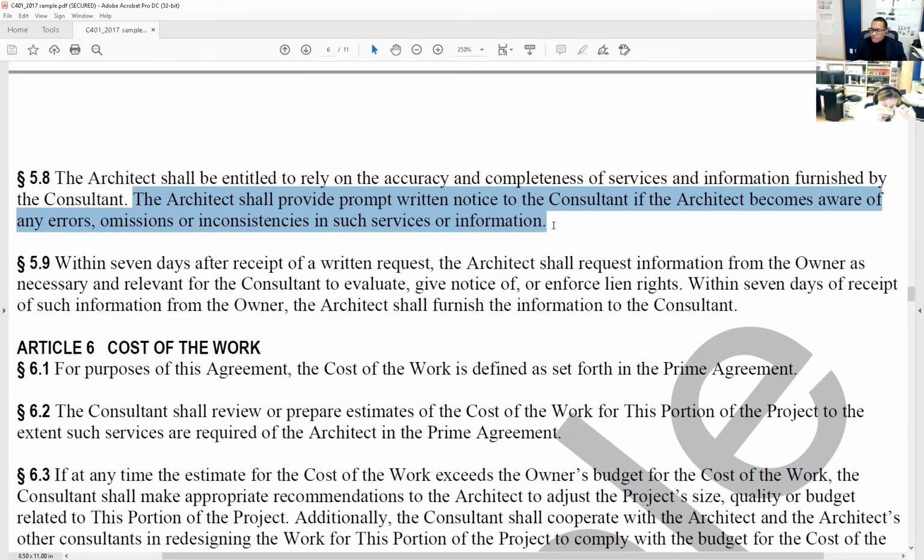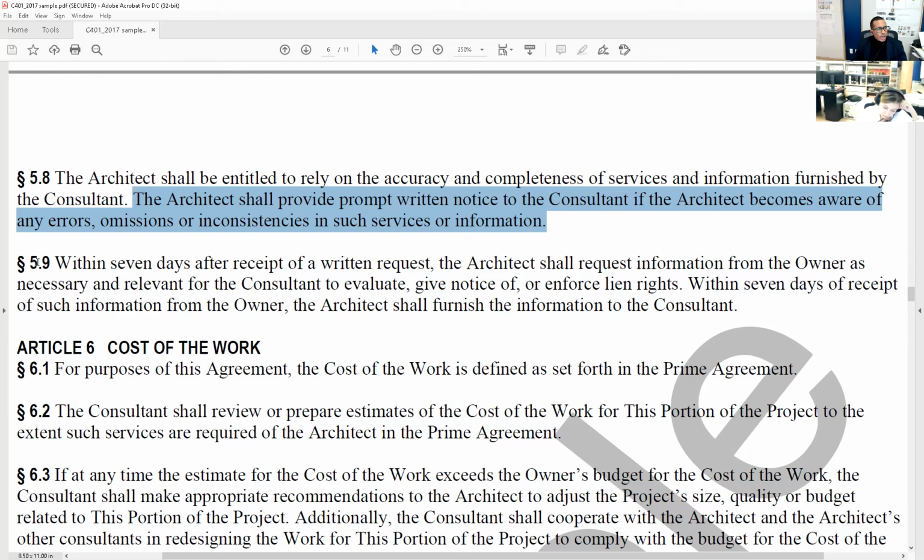Just like the consultant is supposed to report that there may be some inconsistencies or errors or omissions by some other consultant, we are to do that to them. Those are our responsibilities towards them. It's a little bit of do to others as you want to be done by, right?